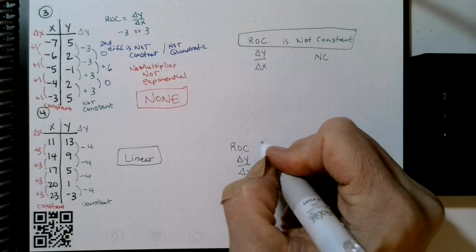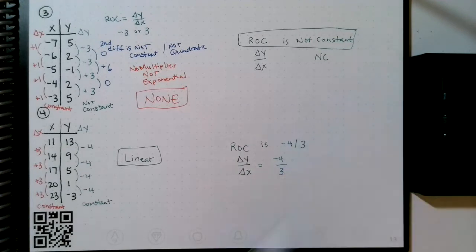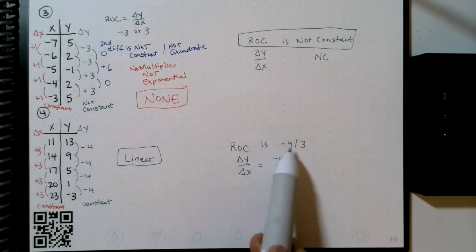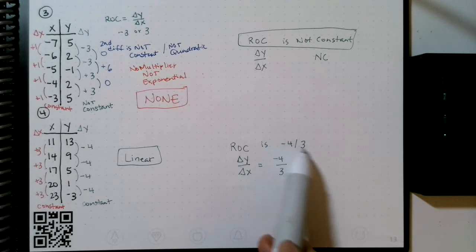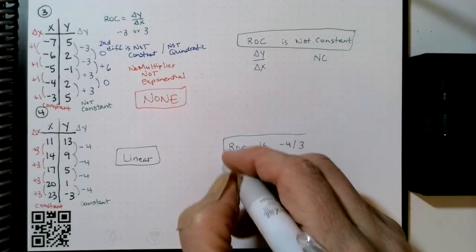So your rate of change is going to be a number. If you're entering it in Schoology, you can write it as -4/3 like that. It does not reduce any further. If this was -8/2, you could reduce that to -4, but in this case, negative 4/3 does not reduce, and that is the rate of change for this.